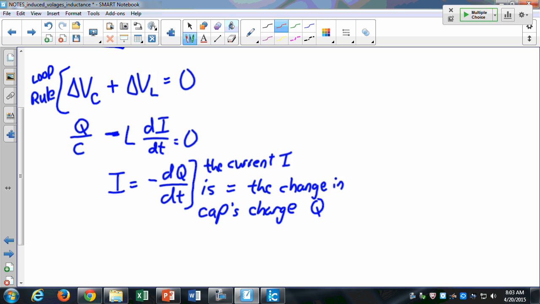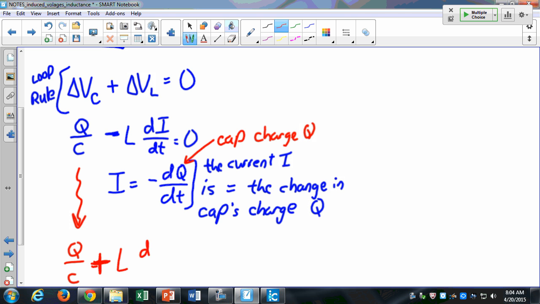All right, so this Q that I'm listing right here is equal to the capacitor's charge Q. And so the current is equal to the negative of the rate at which the capacitor loses charge, because the charge comes out of the capacitor, that is my current. So that's where that negative comes from. So I can write this then, continuing on, that Q over C plus L times d squared Q dt squared is equal to 0.